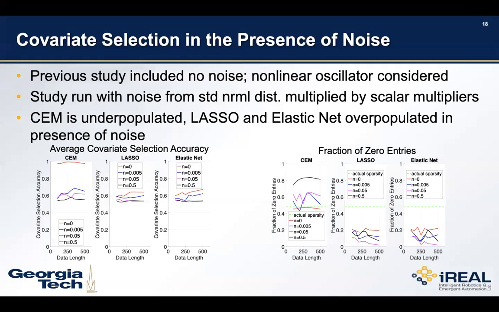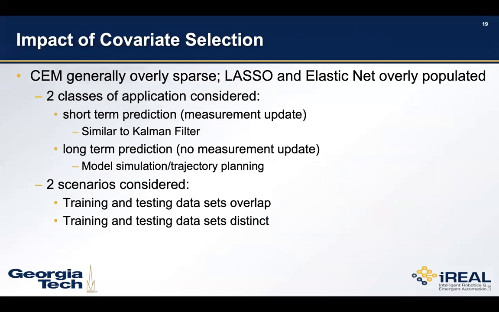The figure on the right represents the fraction of zero entries in the identified model, or the number of zero entries identified over the total number of parameters. The green dashed line represents the true system's fraction of zero entries. What we can see is that as noise increases, the CEM becomes overly sparse, while lasso and elastic net become overly populated. To study the effects of these different methods of degradation, we considered two different cases.